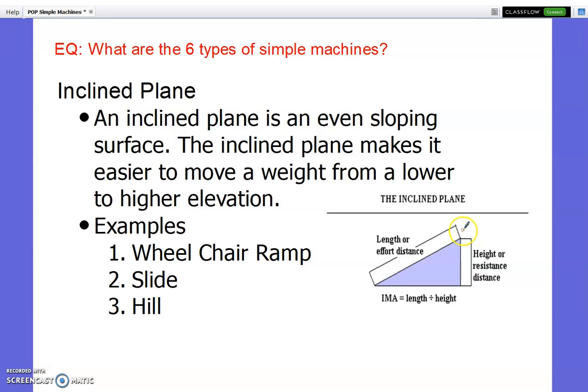A child slide, so we can go the opposite, from a high to a low spot. But notice that the slide doesn't move and the wheelchair ramp doesn't move. Or in terms of the hill, the hill doesn't move. They are stationary, and we move things up and down the inclined plane.